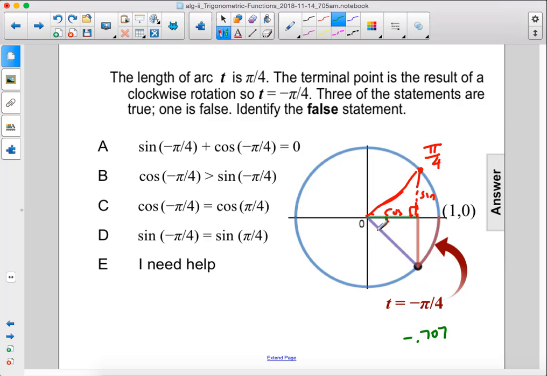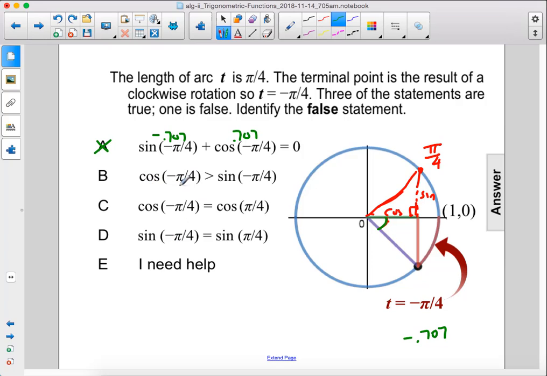Now, here's our angle. The cosine is still positive, and because we have shown that these legs are going to be of equal length, since pi over 4 is 45 degrees, and we're dealing with cosine and sine being equal lengths, that means that the cosine of this angle is positive 0.707. So if you have negative 0.707 plus positive 0.707, those do add up to 0. Therefore, this is true, so we can eliminate A.